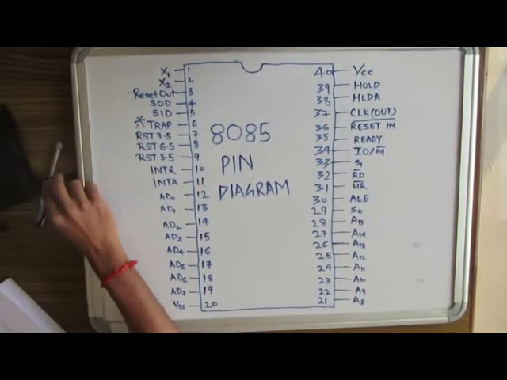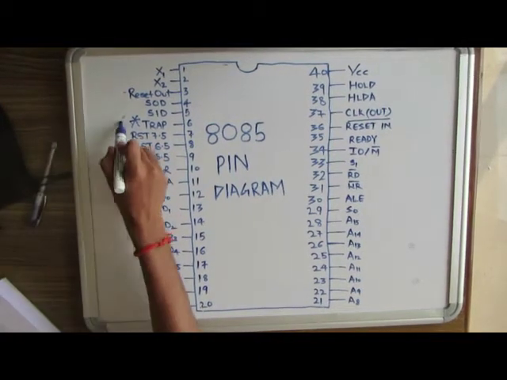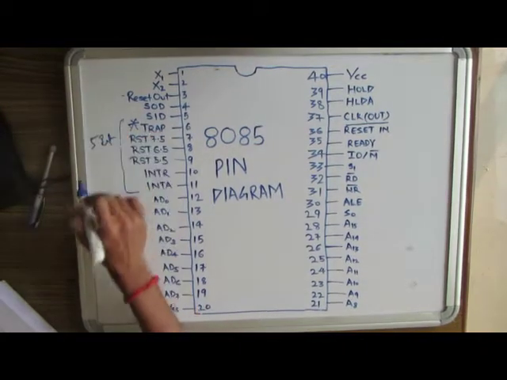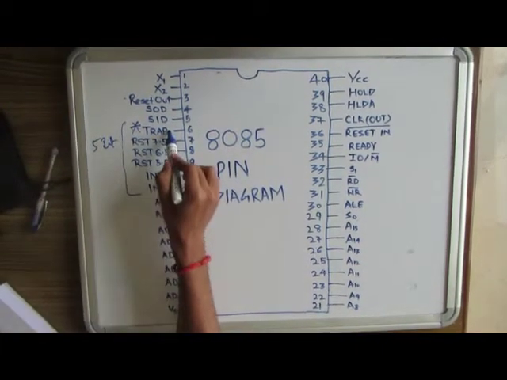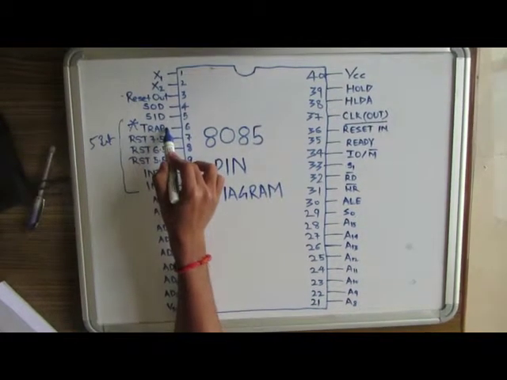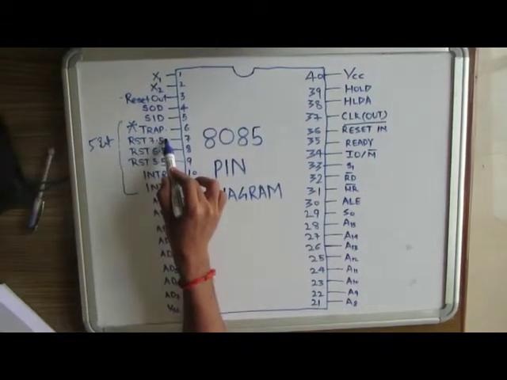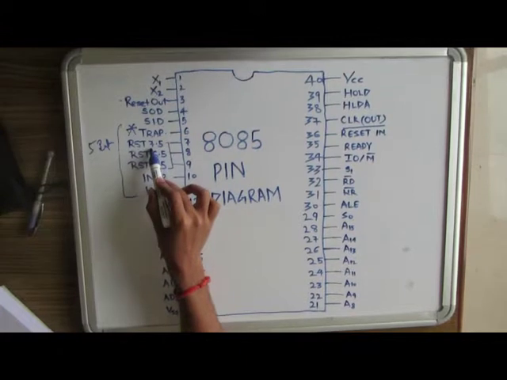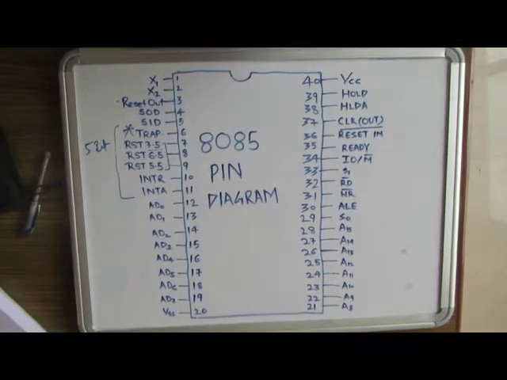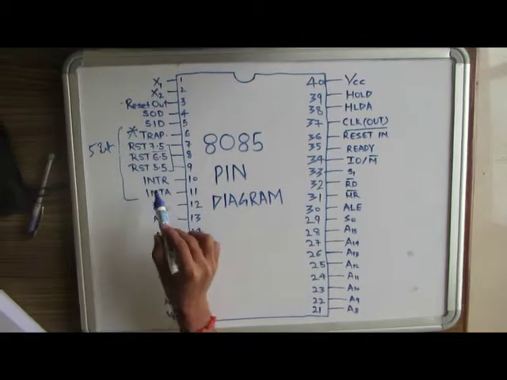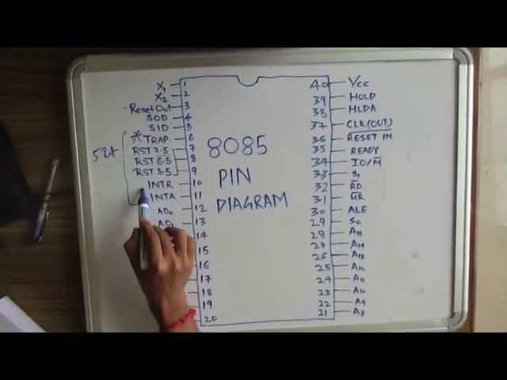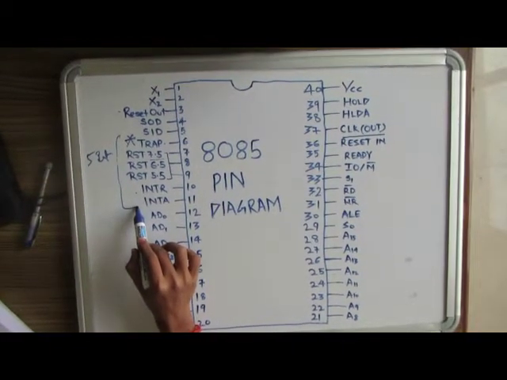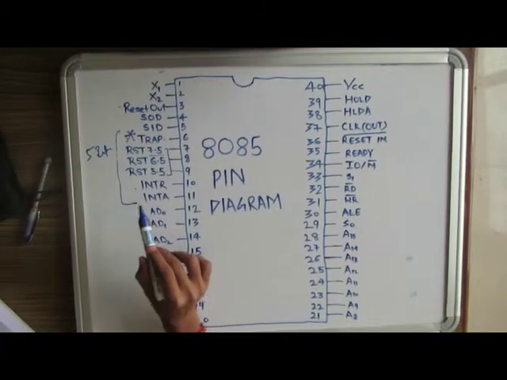These are the set of interrupts. 5 interrupts are provided with the 8085 microprocessor. This interrupt is a non-maskable interrupt. These interrupts are maskable interrupts with priority decided by the numbers. INTR is a general purpose interrupt. INTA is interrupt acknowledge. This is used to acknowledge an interrupt.